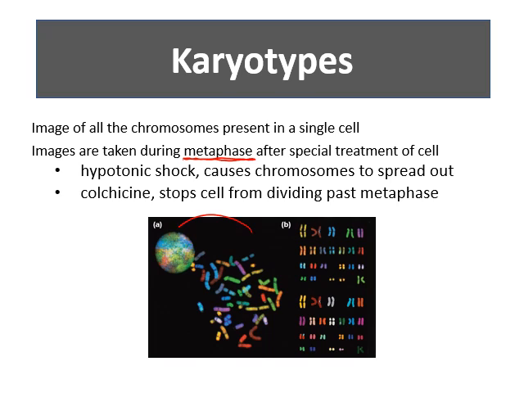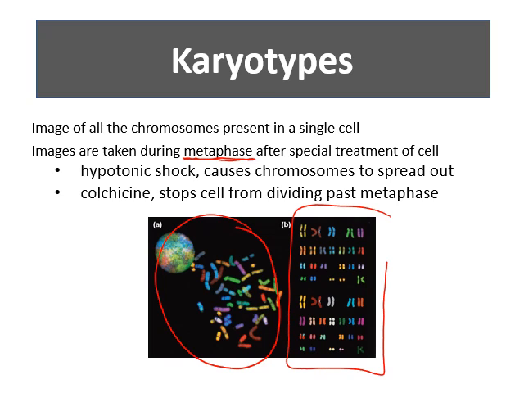So they're taking an image that looks like this through the microscope. They manipulate it on their computer and they're able to line up chromosomes in homologous pairs from largest to smallest so that they can see the basic structure, or I guess the basic outline of what the chromosomes in that individual looks like.